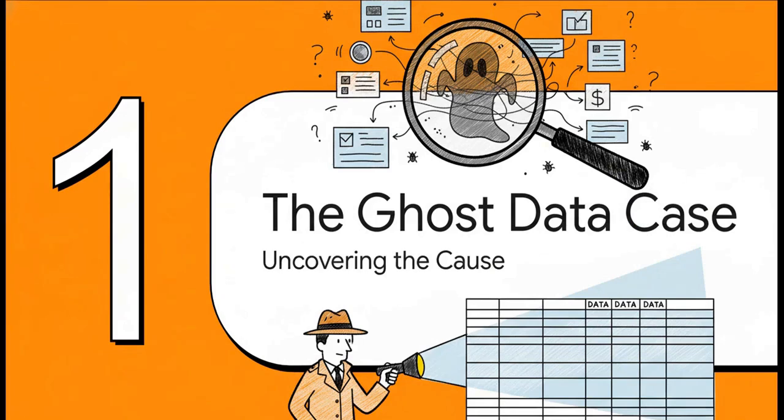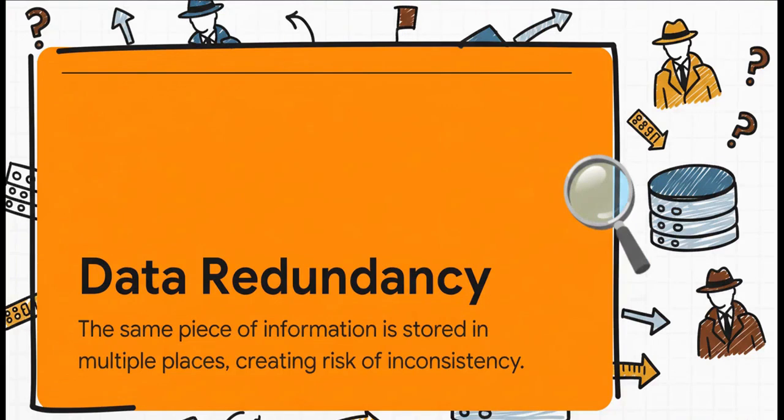Okay, so let's put on our detective hats as we investigate this case of the ghost data. All the clues, all the evidence, it's all pointing to one main suspect, something called data redundancy. And this is the root cause of so many of these weird, unpredictable bugs. So what exactly is data redundancy? It's actually pretty simple. It's just when the exact same piece of information gets stored in more than one place.